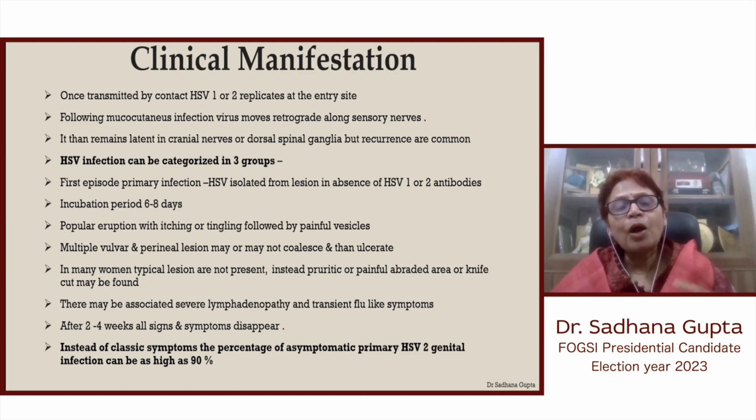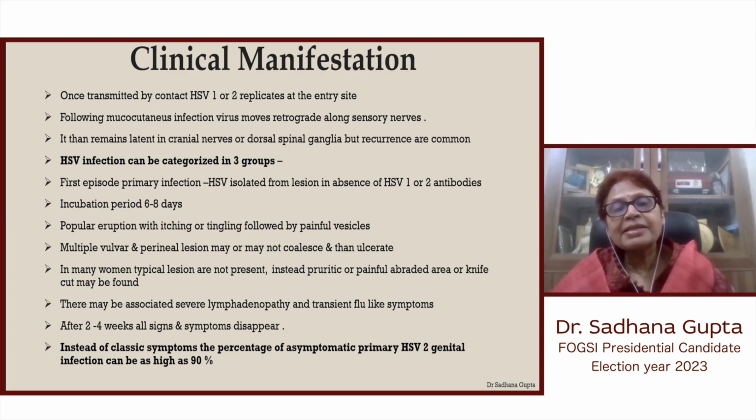Just to recap how we suspect and diagnose HSV. In the first episode, after an incubation period of 6 to 8 days from exposure, there is a papular eruption with itching, followed by multiple vulvar and perineal lesions, which may coalesce and then ulcerate. Sometimes there is no typical lesion, but only urethritis or a knife-cut-like feeling on the patient's vulva and vagina. Sometimes there are severe features like lymphadenopathy, or after 2 weeks all signs and symptoms disappear. So it comes and goes, it comes and goes.